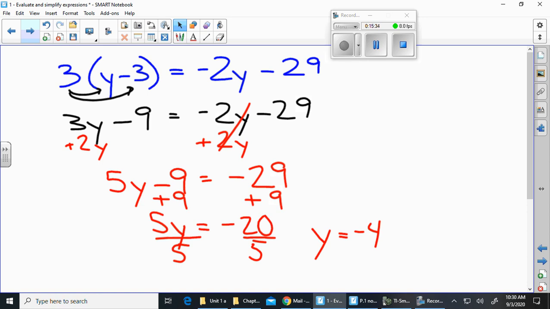So that is those three concepts. Do the assignment on Delta Math that deals with that, and we will go over that tomorrow.